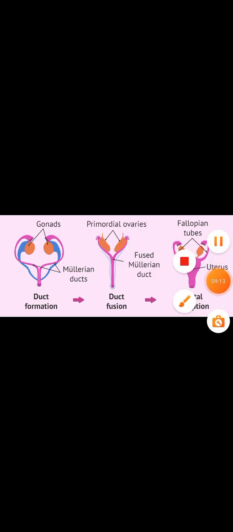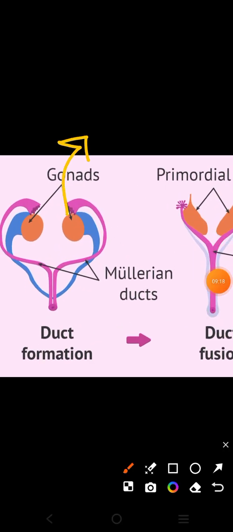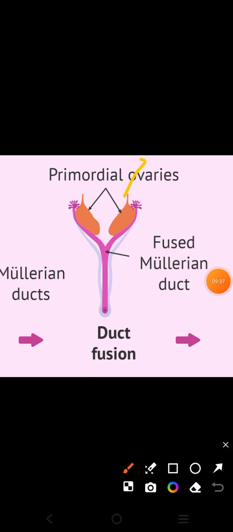This is another picture. Here you can see clearly, I have shown you that this is what? These are the gonads, either ovaries or testes in males, as we are concerned with the females. So these are the ovaries, and in pink color these are the Mullerian ducts, and in light blue color these are the Wolffian ducts. So what happens is that gonads are now converted into the primordial ovaries, right? And the Mullerian ducts are fused in the midline, right? And these Wolffian ducts are degenerated and they are converted into appendix, epoophoron, paroophoron, and Gardner's ducts, etc.